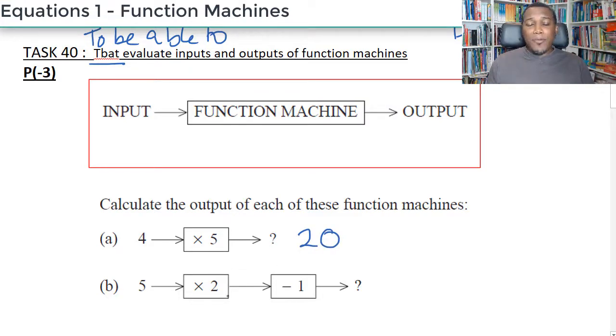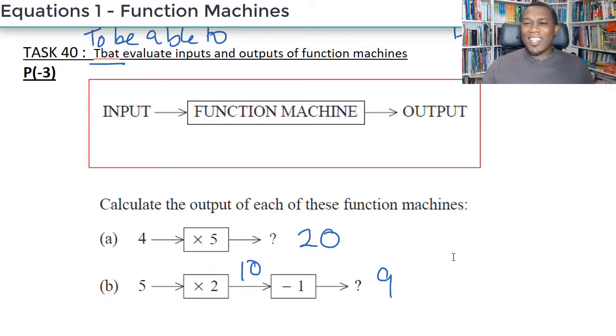Similarly, in a two-step function machine, we have to carry out the first operation. So 5, we need to multiply by 2. That will give you 10. And then the 10, we need to do the second function, take away 1. 10 take away 1 will give you an output of 9. That easy, easy peasy.